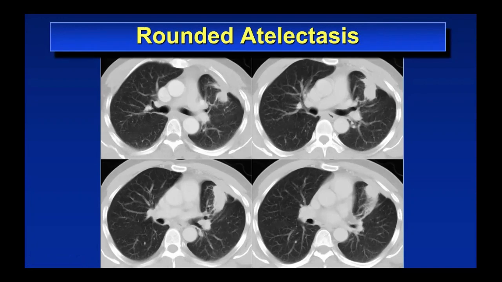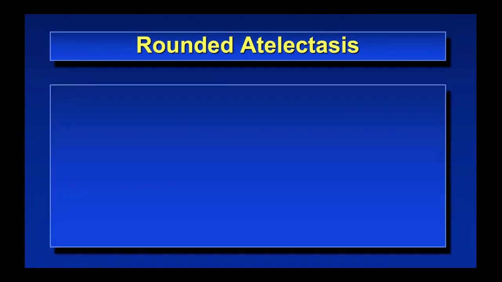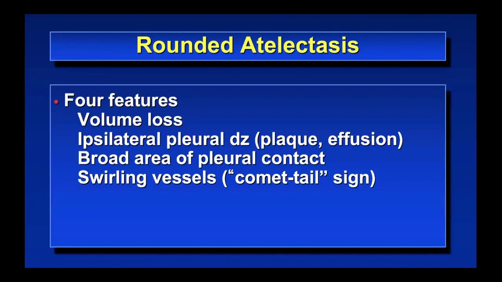So we will simply say likely rounded atelectasis and we will follow the patient. There's still a risk that this could be lung cancer mimicking rounded atelectasis. If they don't have all 4 features, then we have to do a lung cancer workup. We might do a PET CT and then go from there. That's if we can't establish the diagnosis of rounded atelectasis.